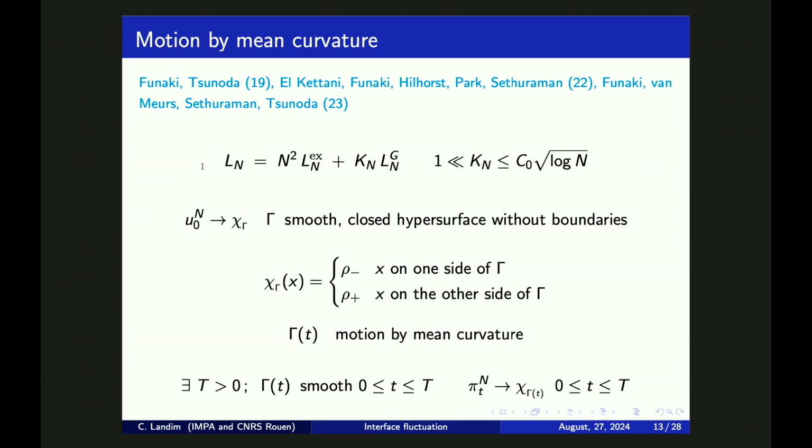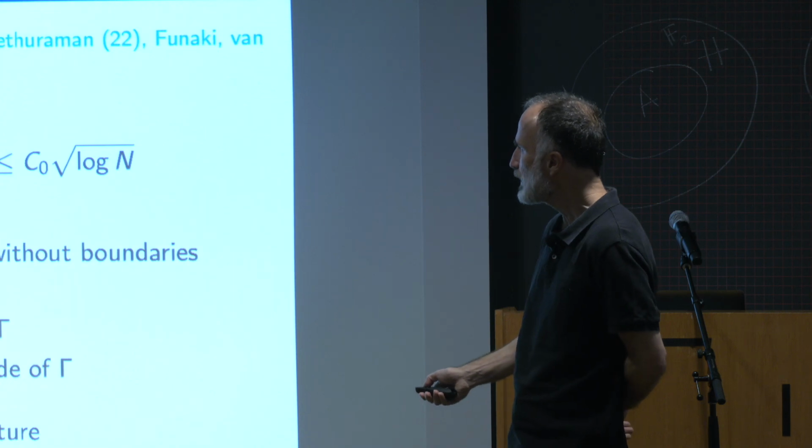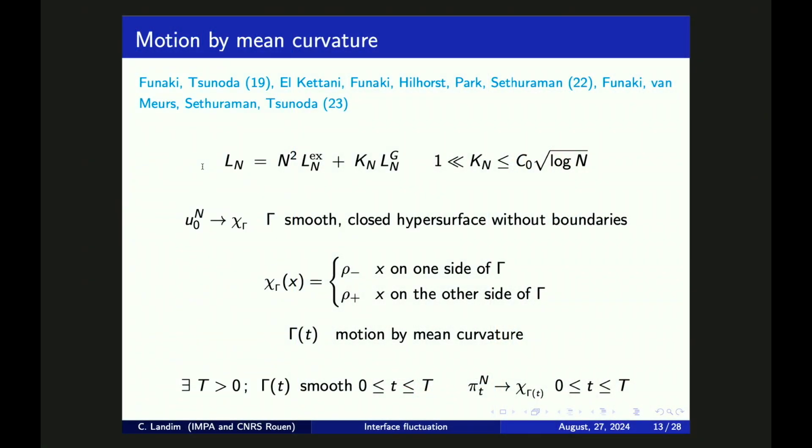By assuming that k_n converges to plus infinity at a rate smaller than that, and starting from an initial condition which converges to a function which is either rho minus or rho plus, and whose boundary is a smooth hypersurface, they proved that there exists a time, the time of the first singularity in this curve, such that for each t between 0 and this time, while the curve is smooth, the empirical measure of the solution of your reaction diffusion equation, with the reaction term multiplied by k_n, converges to this surface which is evolving according to mean curvature. So this is what has been proved.